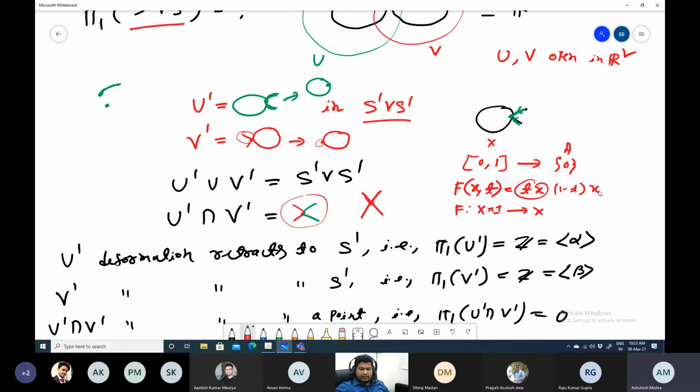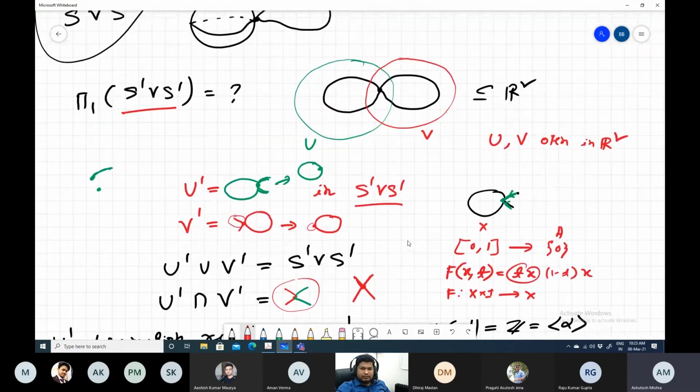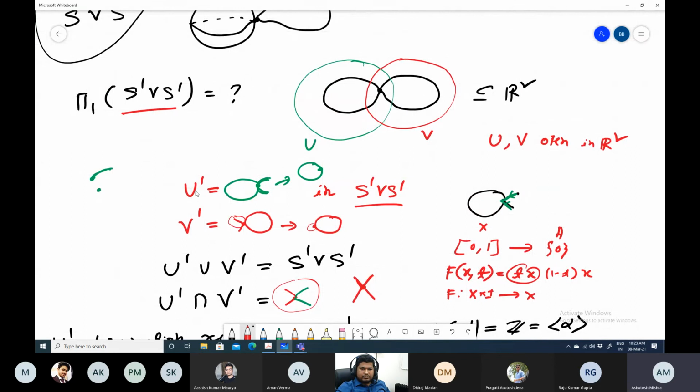Is it not clear? It's clear now, but I don't understand what we mean by S' ∨ S'. Which one? U' union V' equal to S' ∨ S'. No, no. See, what is an open set?